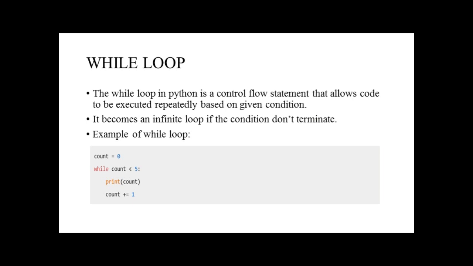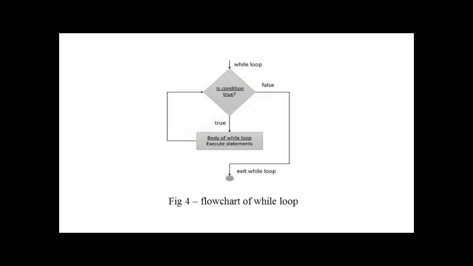Like if, in place of count is equals to 5, I say count is greater than 5, then the loop will run infinitely, and it will not stop until the system terminates it. So here is the flow diagram, which asks: is the condition true? If the condition is true, then it will go to the body, and it will again go to the condition. So it will follow an infinite loop again and again until the condition gets false.